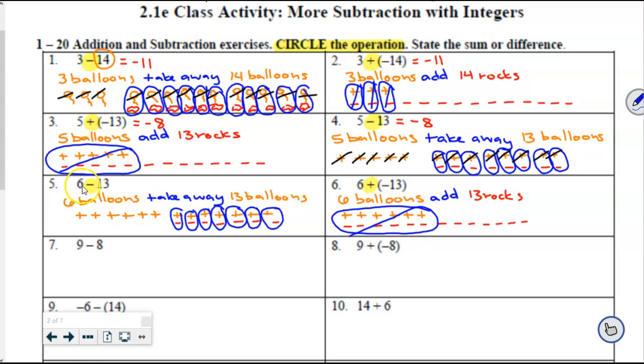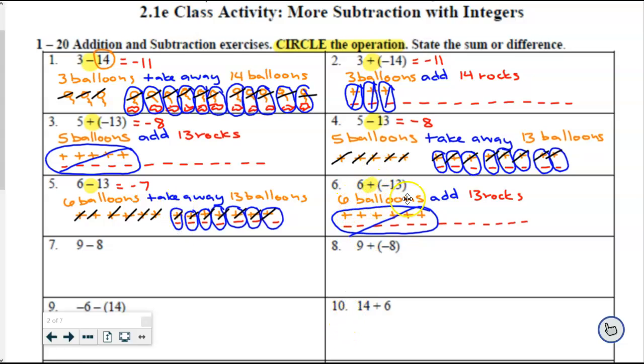Okay, 6 minus 13. That's 6 balloons take away 13 balloons. I don't have enough balloons, so I had to draw in all of these 0 pairs. Now, finally, 1, 2, 3, 4, 5, 6, 7, 8, 9, 10, 11, 12, 13. There's my 13 balloons gone. It leaves me with 1, 2, 3, 4, 5, 6, 7 rocks, or negative 7. That was a lot of work. I had to draw in all of those 0 pairs.